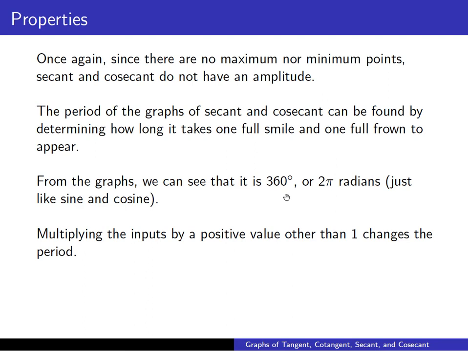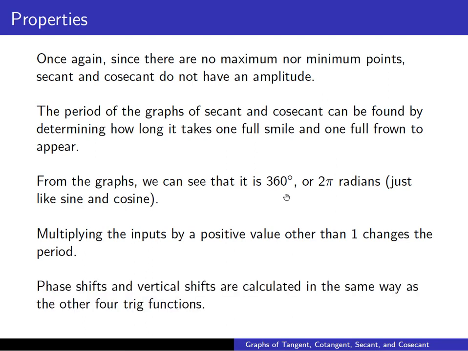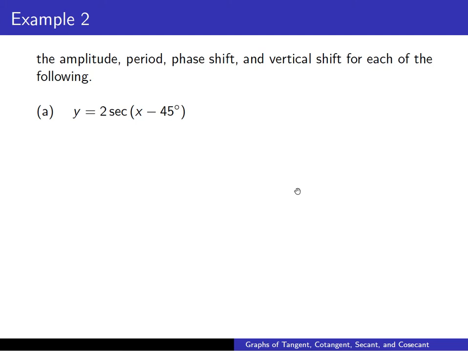Multiplying your inputs by a positive value other than 1 is going to change the period, and phase shift and vertical shifts are calculated in the same way as the other 4 trig functions. So you really don't need a whole ton to memorize. Phase shift and vertical shift work the same, universal for all 6 of them. Only sine and cosine have amplitude. For tangent and cotangent, their period is pi or 180 degrees divided by what you're multiplying your x or your input values by. So example 2, we'll find the amplitude, period, phase shift, and vertical shift for each.